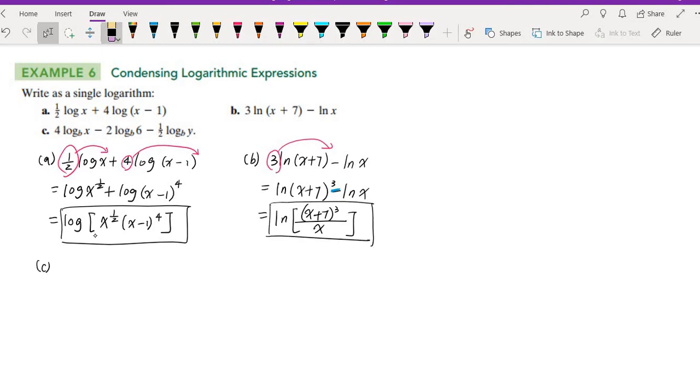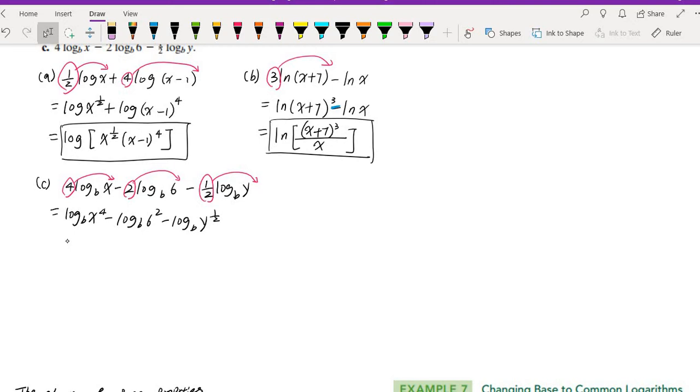So here we have part C. 4 log base b x minus 2 log base b 6 minus 1/2 log base b y. We have a subtract and a subtract. No matter what you do, make sure the coefficient is 1. So we're going to have to move each piece, applying the power rule here, then this piece, and then this piece.